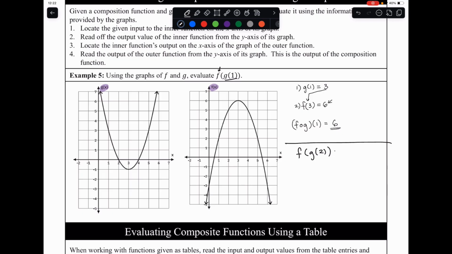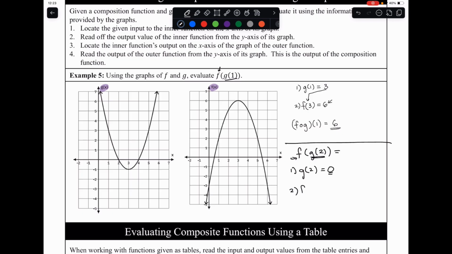To figure out what this equals, we're going to start again with the inside part, which is g of 2. So step 1 is to first figure out what g of 2 is. Make sure that you pay attention to the notation of your function. At g of 2, the y value is equal to 0 because that's where the point is. At x equals 2, the graph goes through that position, and that point has a y value of 0.